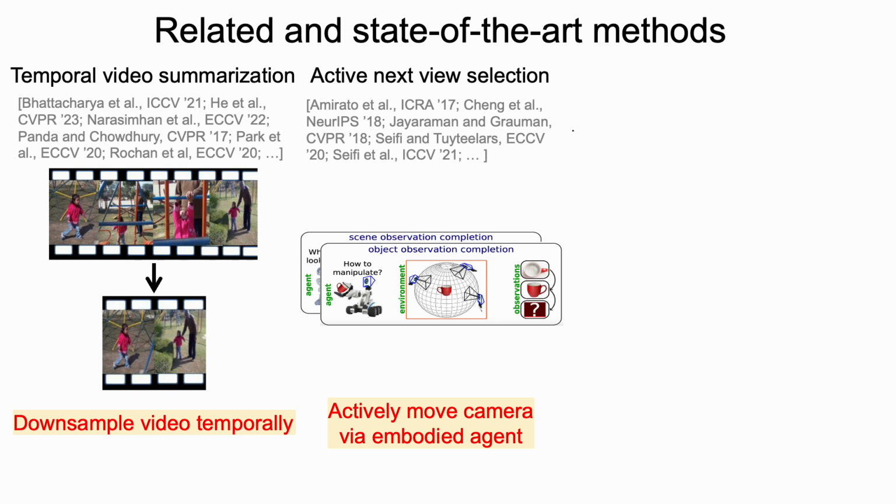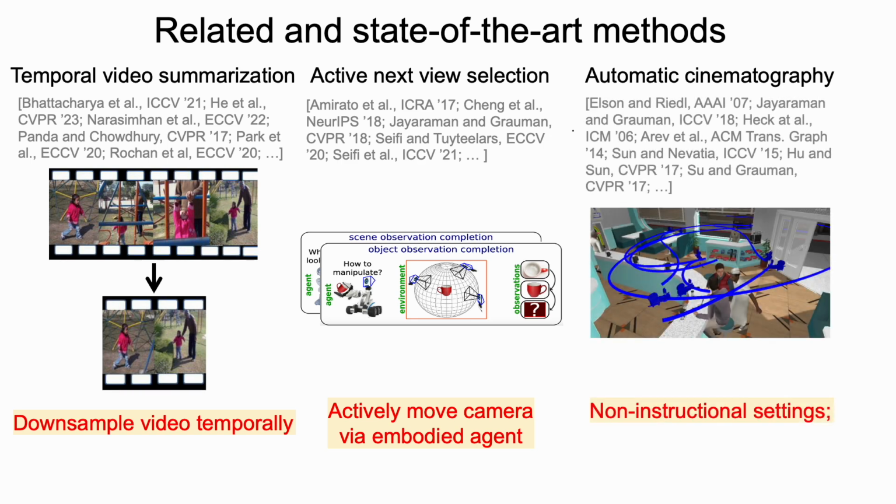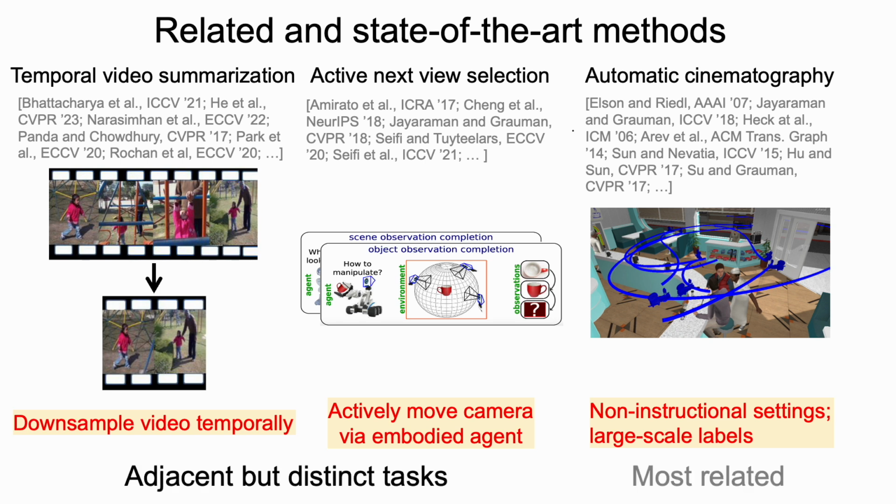Finally, the most related body of work is automatic cinematography, where the goal is to select a camera view sequence for showing an activity. However, existing methods are not designed for instructional settings. Moreover, they require large-scale labels for training. This makes video summarization and active next view selection adjacent but distinct tasks, and automatic cinematography the most relevant literature for our work.